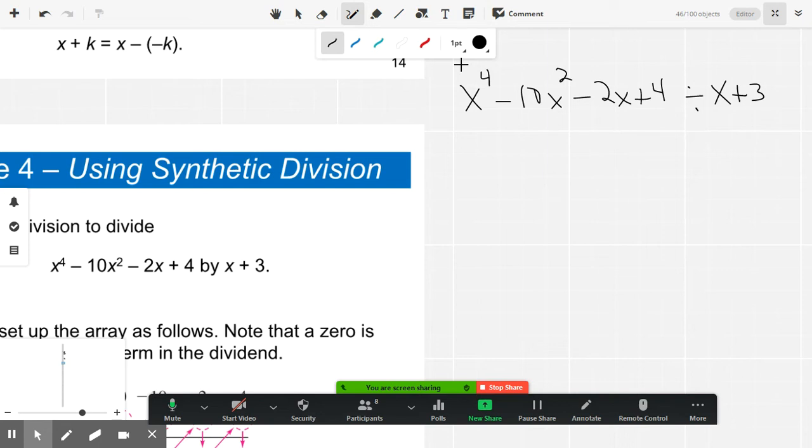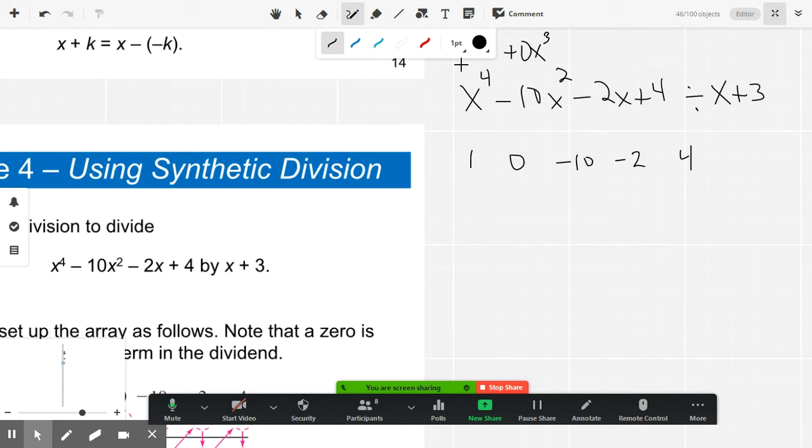Here's how synthetic division works. Number one, we still have to have all the placeholders, all the degrees of x accounted for. In this one, we're missing an x cubed, so we're going to have to fill in a 0x cubed. Now, in synthetic division, instead of putting down all the variables, all you do is write down the coefficients. The coefficient of x to the fourth is 1, so I'm going to write down a 1. Then I've got to include the x cubed, so I write down the coefficient of 0. Then x squared, the coefficient of negative 10. Negative 2x, the coefficient of negative 2. And then 4 is the constant.